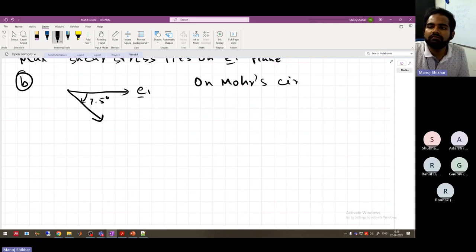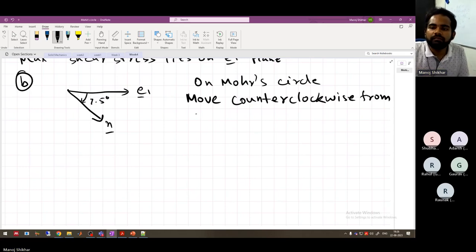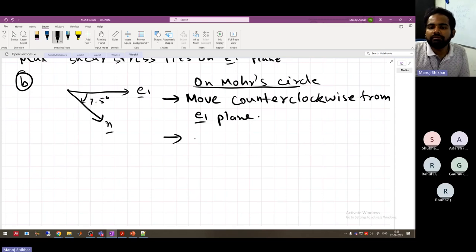On Mohr circle, first, what should I remember? I should move counterclockwise from the E1 plane. This is the first step. How much do I need to move? I need to move 2 times 7.5 degrees, so this is 15 degrees.